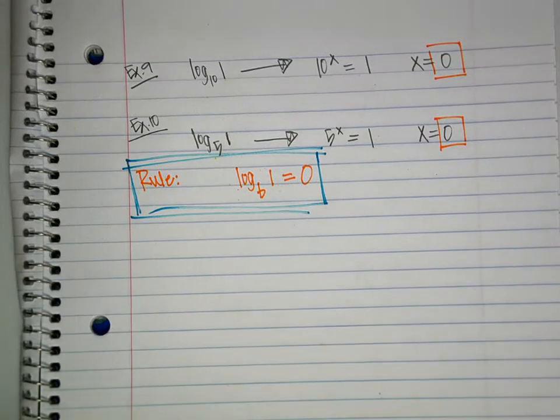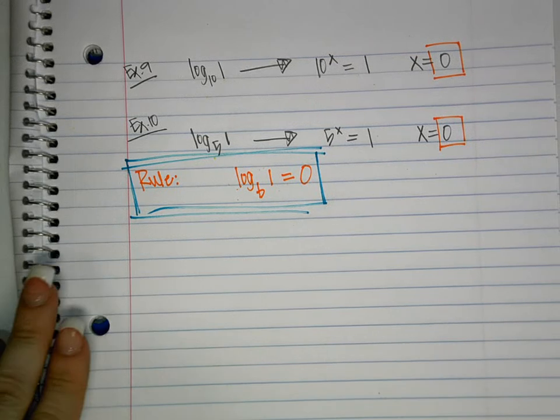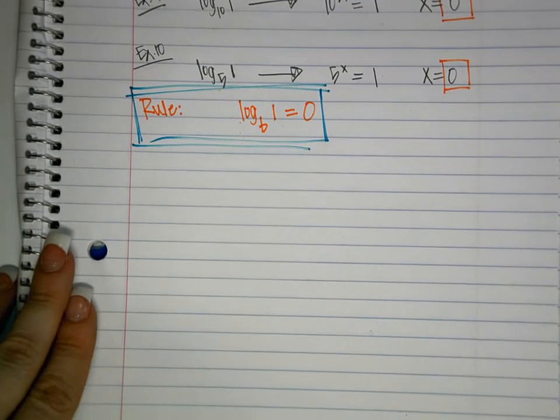Now, if you don't memorize these shortcuts, that's fine. You can always put things into exponential notation and then solve from there. But these ones are a little bit easier.